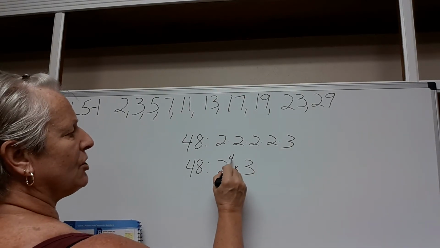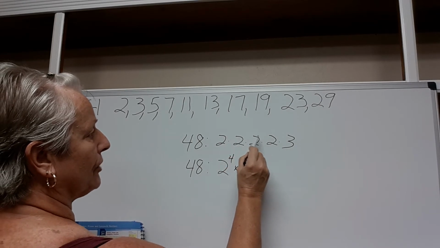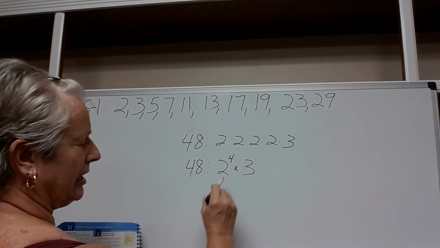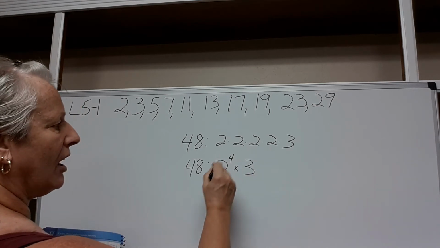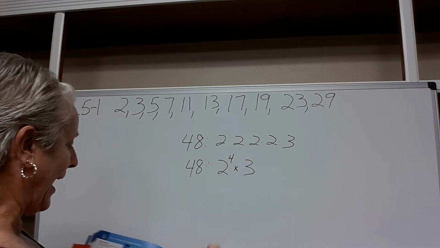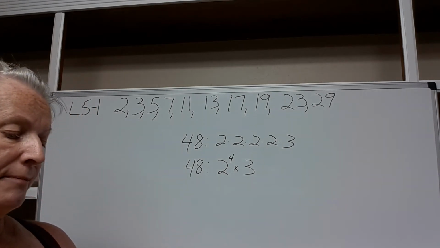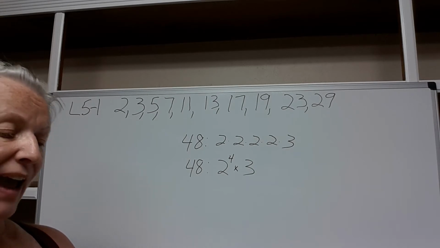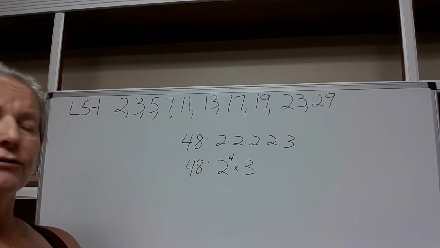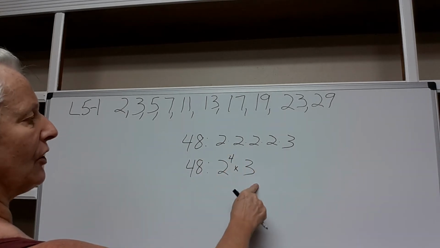And how did I get 2 to the 4th power? It's because I have 1, 2, 3, 4 2s. So that's 2 to the 4th power times 3. These are called exponents, exponential power. As a matter of fact, on your homework that we're going to be doing, you need to factor them, and then you need to convert the answers to exponential powers, if there are any.